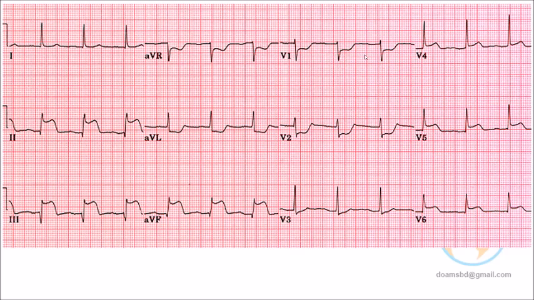Similarly, if V1, V2, V3 show ST elevation, where will we see the reciprocal change? Dr. Sabit. Doctor, suppose ST elevation is there in V1, V2, V3, V4. Where will we get the reciprocal change? In which lead? So that is anterior, and V1 to V4 is anterior. So the reciprocal change will be seen in the opposite wall. Which is the opposite wall of the anterior?